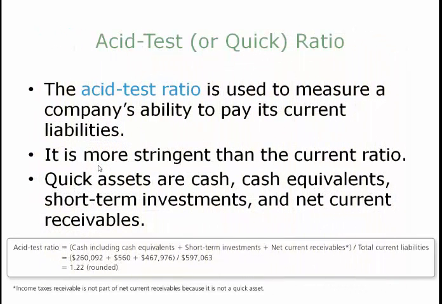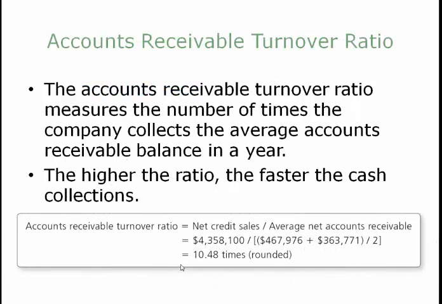And so let's see how those look. Let's call this acid test or quick ratio. So you have cash and equivalents, short-term investments, and net current receivables divided by current liabilities. So you're at 1.22 rounded. And does that tell you, is that a good number or a bad number? It's good in the sense that it's greater than 1. If it were less than 1, it would say that you don't have any ready assets or quick assets that you can convert into cash in order to pay what you owe. So that's kind of a scary proposition for a business. So that's the acid test or quick ratio.